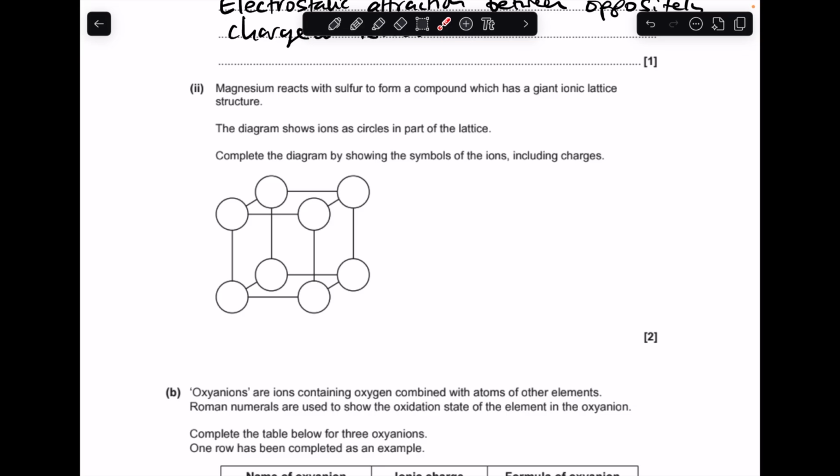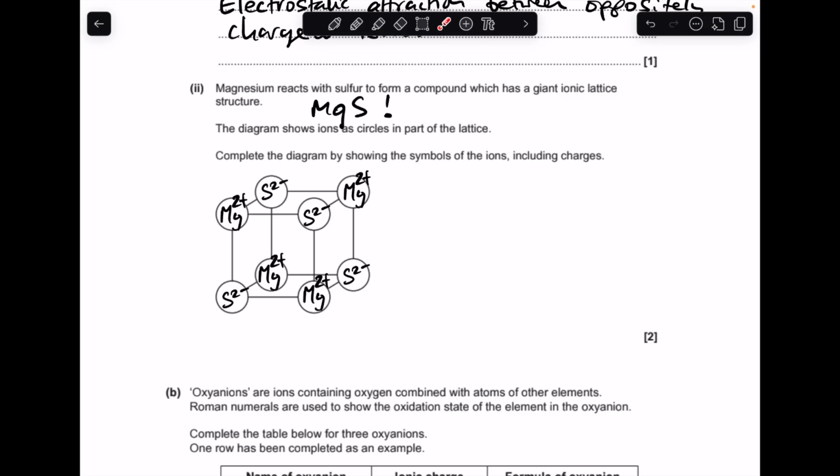Moving on to the next part, so we're told magnesium reacts with sulfur to form a compound with a giant ionic lattice structure. So obviously the compound in question is going to be magnesium sulfide, not magnesium sulfate. That would be a very common mistake. Sulfate has oxygen as well as the sulfur. So the formula is MgS. It contains the Mg2+ ion and the S2- ion.